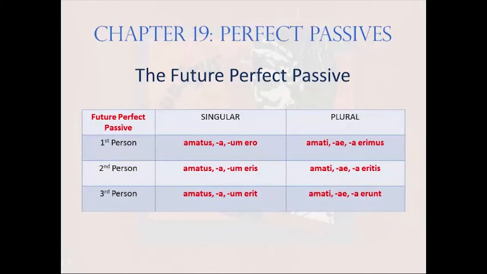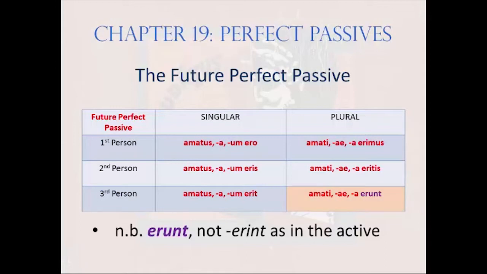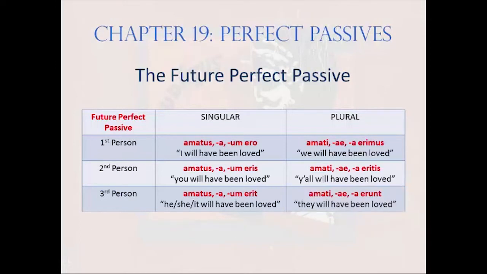The future of the verb to be, ero, eris, erit, etc., is added to the perfect passive participle. For example, amatus, a, um, resulting in amatus, a, um ero, amatus, a, um eris, and so on. Be careful, the third person plural is erunt, not erint, as it is in the future perfect active. And here is how the future perfect passive is translated. I will have been loved, you will have been loved, and so on.